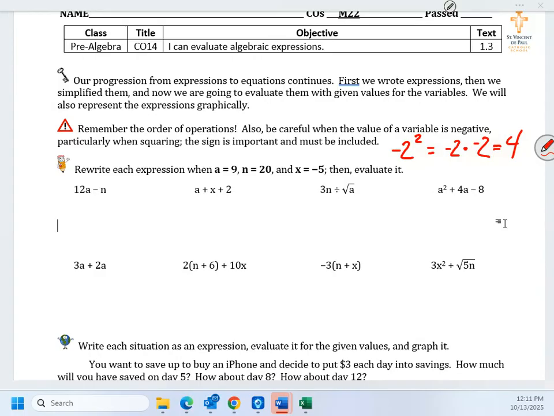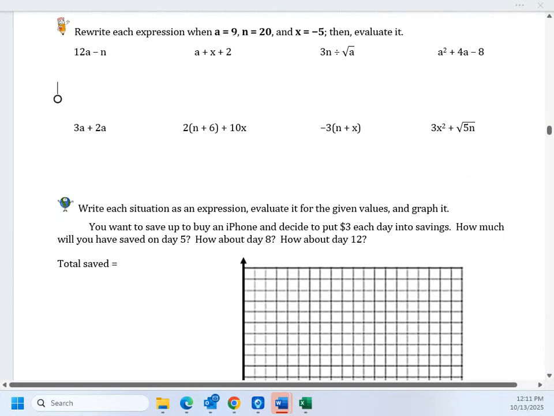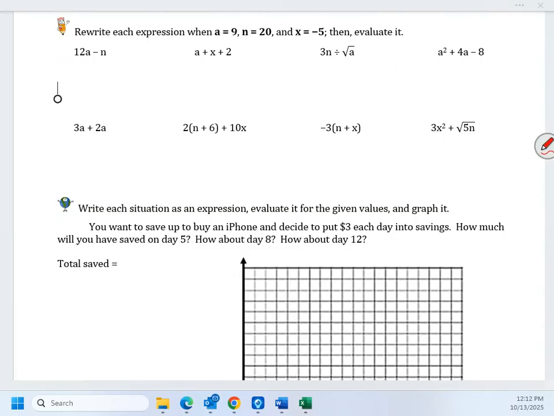So in this first section, we are going to rewrite each expression when a equals 9, n equals 20, x equals -5. Then you're going to evaluate it. You're going to do the math. So the first thing we do, no mental math, no gold stars for mental math. You're actually rewriting the expression with that variable value in it.